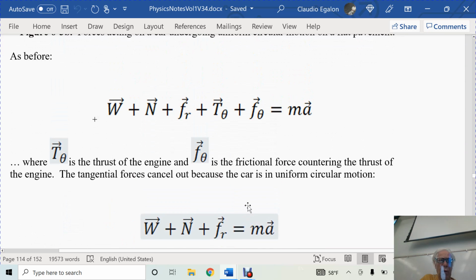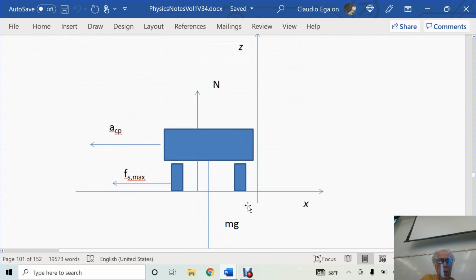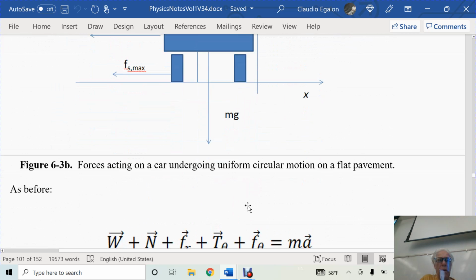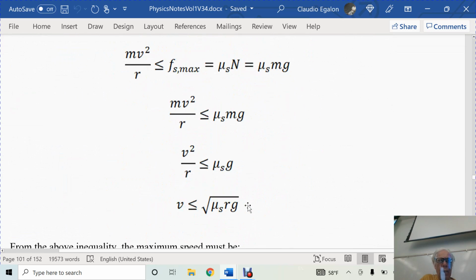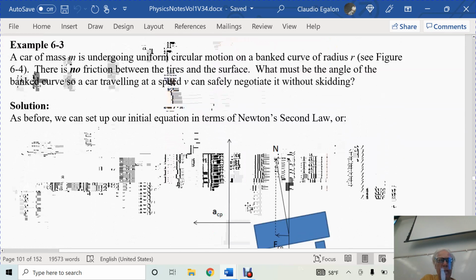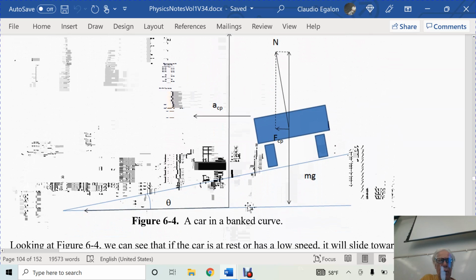Okay, so here you go. We did this example here. The car in a curve. Okay? And then the next one that we have here is the case of a banked curve. It's an important problem too.